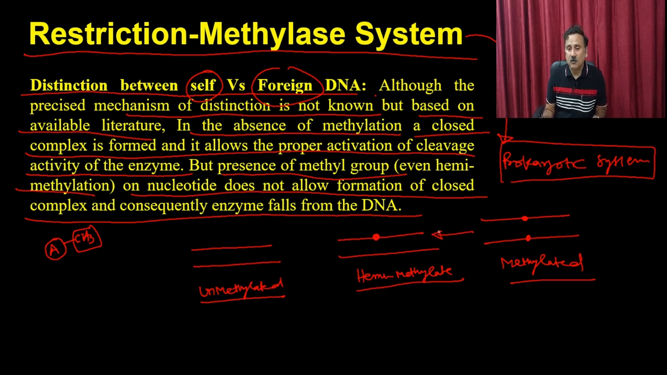When the DNA goes through one round of replication, it generates hemimethylated DNA, where one strand comes from the parent and the other strand is the newly formed DNA. This newly formed strand is also going to be methylated later on, but during this phase it is hemimethylated. Whereas the unmethylated DNA is going to be considered foreign DNA, because it is not coming from the host. If it is coming from the host, it is either going to be hemimethylated or fully methylated. This gives the bacteria the chance to recognize whether a DNA is coming from the outside or from the inside.